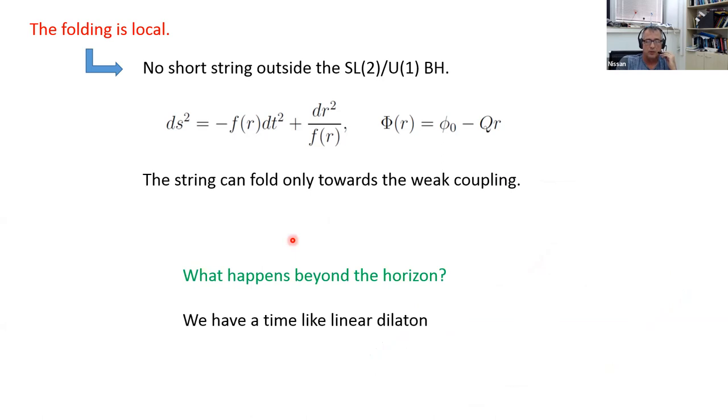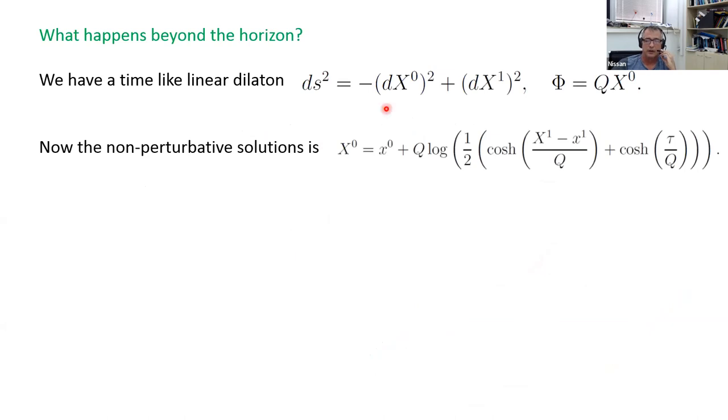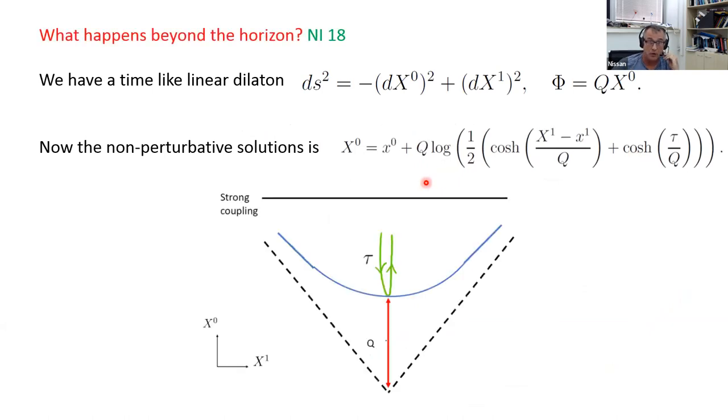And behind the horizon, we have locally a time-like linear dilaton. So we have something like that. And the analog of the solution, we can write it down, but what is more useful for us is to plot it. And this is how it looks. We have strong coupling. And now we can imagine coming from strong coupling until a certain point and then going up again. And this is where we fold, just like in the space-like case.